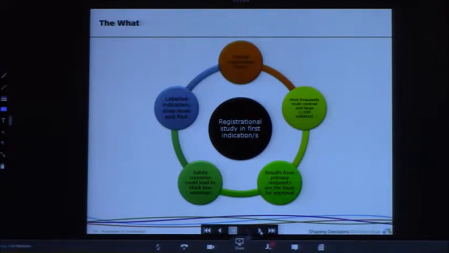Safety concerns here could lead to black box warnings, and that, of course, from a commercial perspective can be challenging. It's not the end of the world. A lot of very, very successful drugs have black box warnings. Humira is a good example. So it doesn't mean that there are going to be commercial brakes on, but it can be a challenge if there is a black box warning. Certainly can be a challenge if your competitors don't have one.